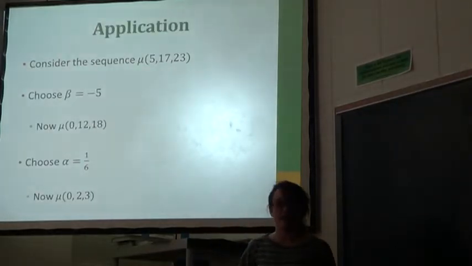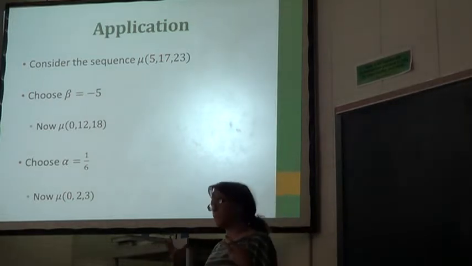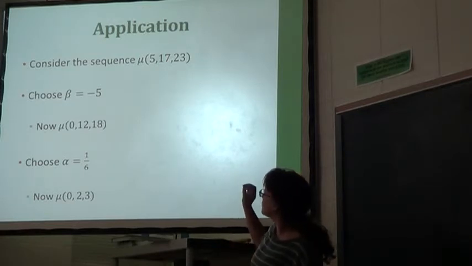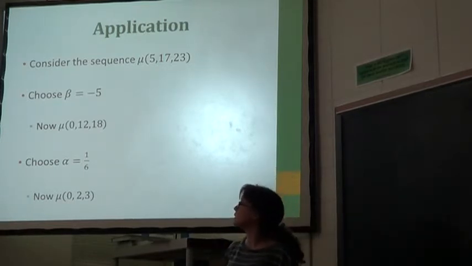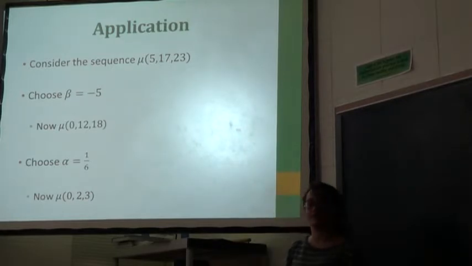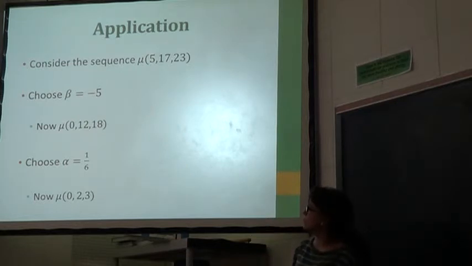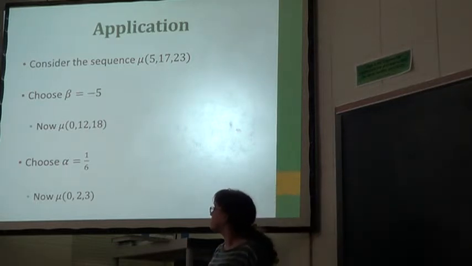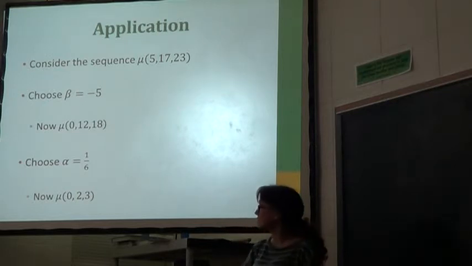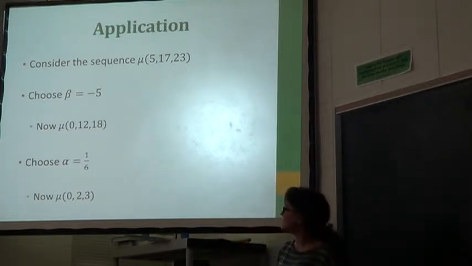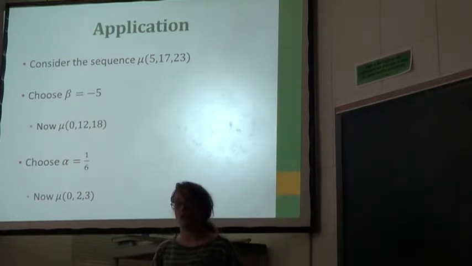So how we apply this is, go back to our original example sequence that's generated by 5, 17, and 23. We're going to choose beta to be negative 5, so we can subtract 5 from each of the elements. Now we have mu of 0, 12, and 18, and those will both stabilize at the same length. Now we're going to choose alpha to be 1/6. Dividing them all by 6, we get 0, 2, and 3, and that will also stabilize at the same length.